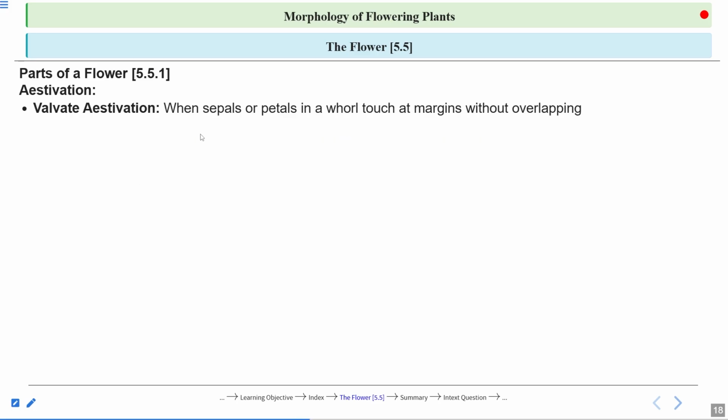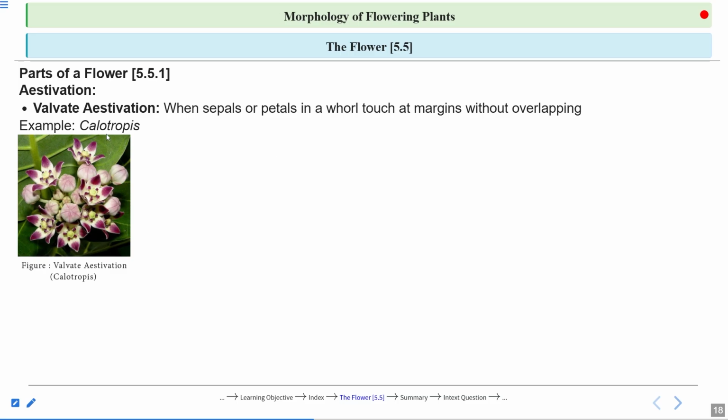The first one, valvate. When the sepals or petals in a whorl, sepals or petals, now it is clear, touch at the margin without overlapping. So this valvate estivation is the same for sepals as well as for the petals. There is no overlapping. So valvate estivation. Example is calotropis. Very, very important. Valvate estivation is shown by calotropis.